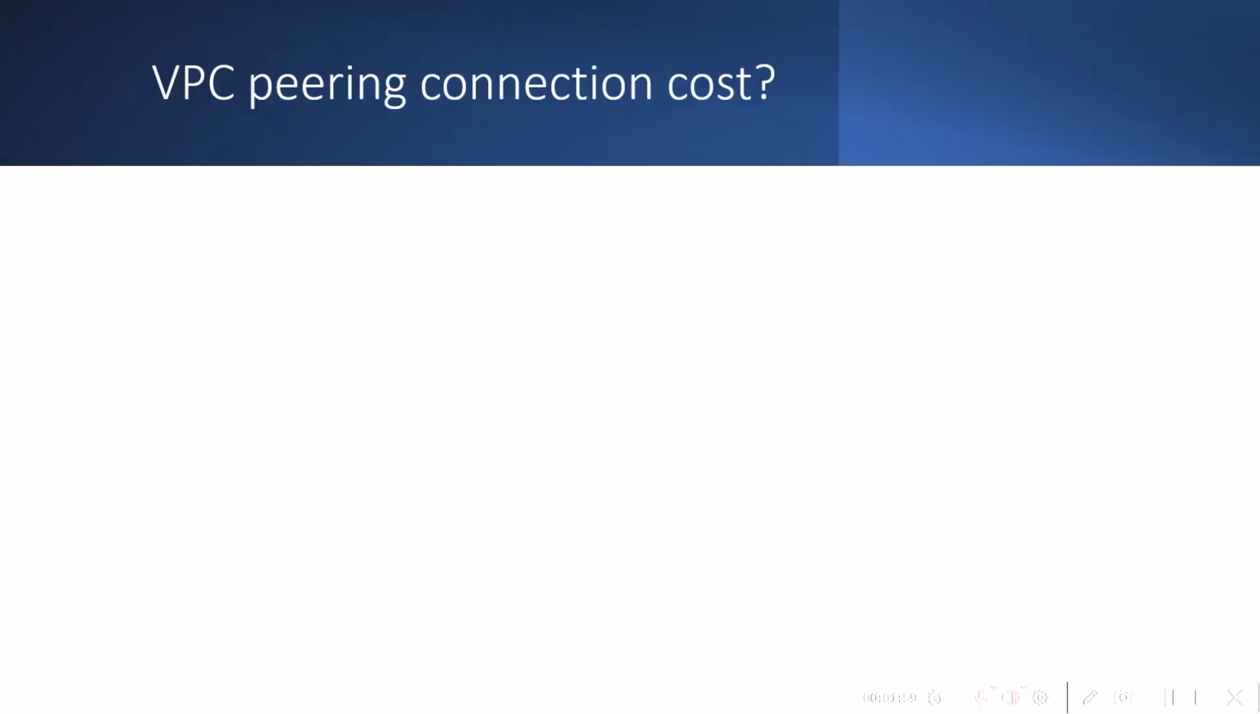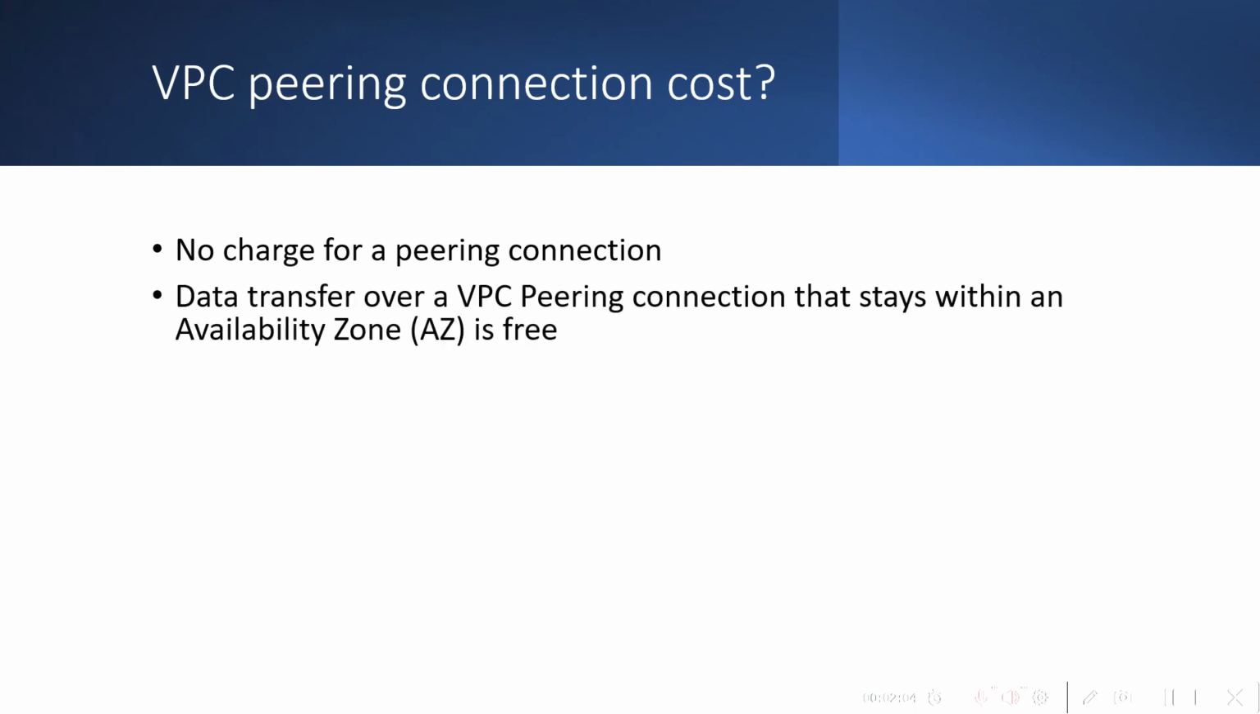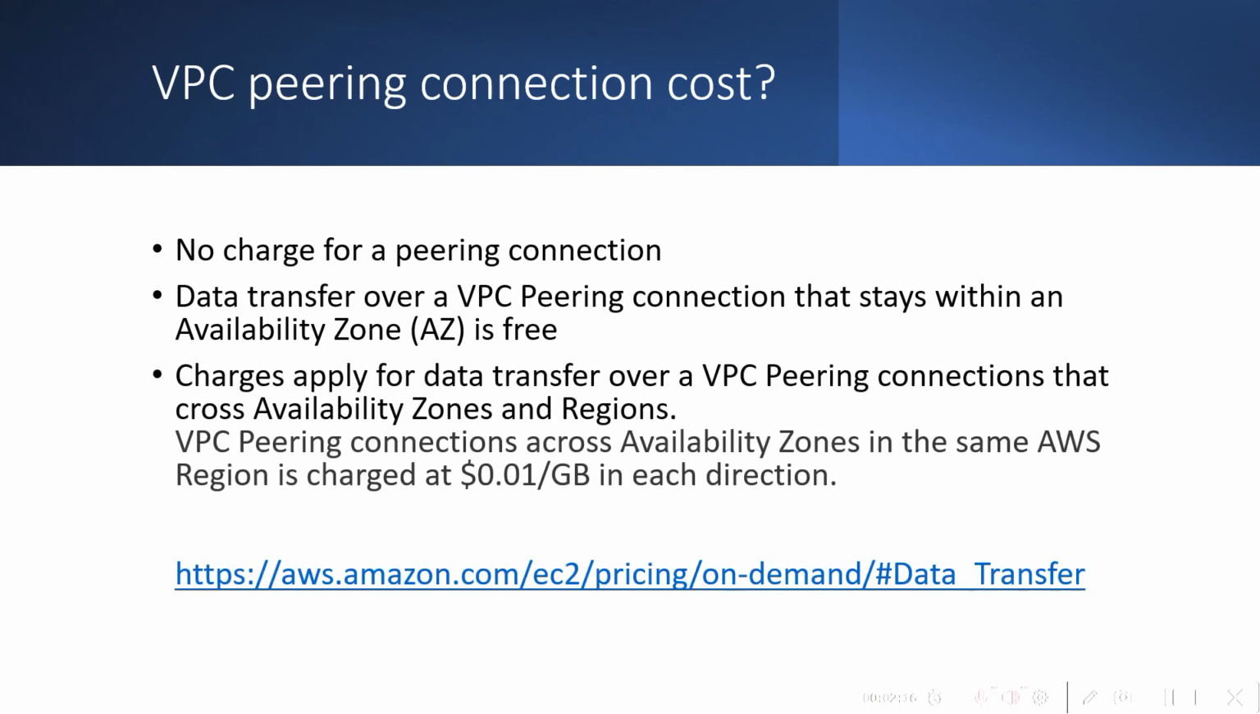What is the VPC peering connection cost? There is no charge for a peering connection. Data transfer that stays within an availability zone is free, but when this crosses the availability zone, then you have to bear the charge, and you will be charged $0.01 per GB in each direction, whether it is ingress traffic or egress traffic. You can get more details from the link which I have given in this slide.